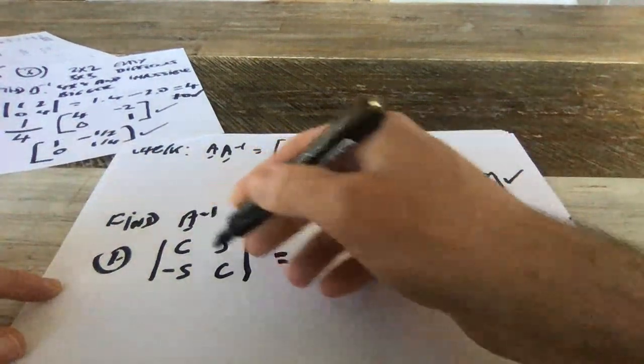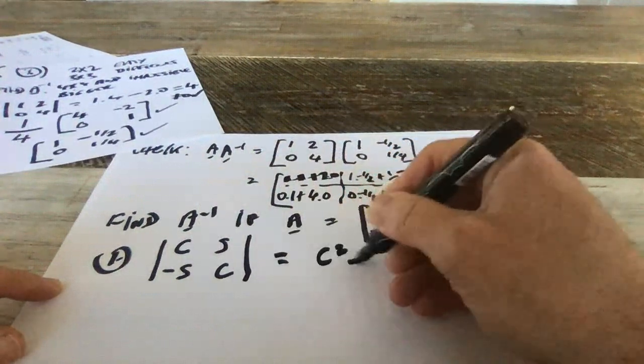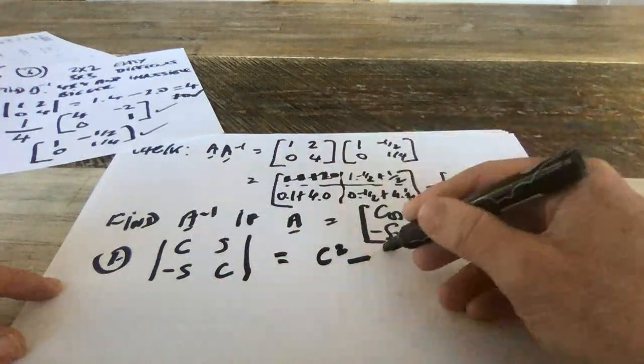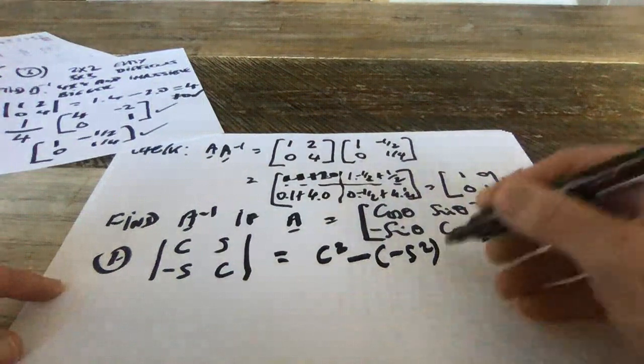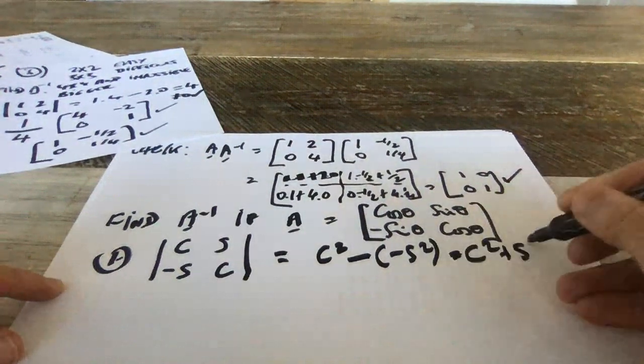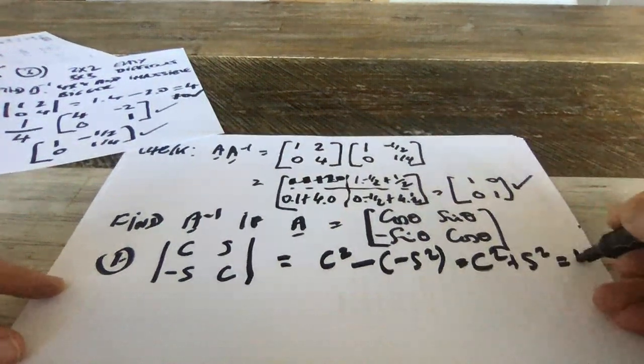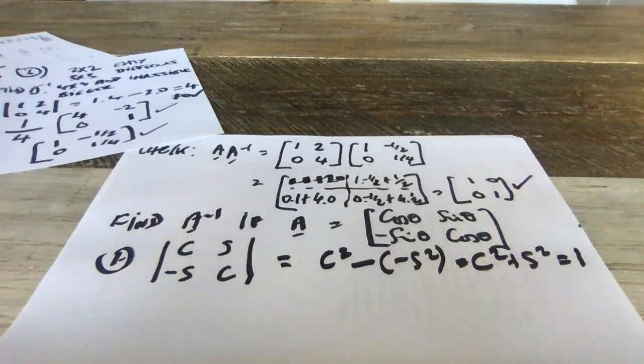The way I do this, C by C, I'm going to get cos squared minus, and this by this is minus sine squared. So you get cos squared plus sine squared, and that's equal to 1. Always. The most important identity in trigonometry. Cos squared plus sine squared is equal to 1.